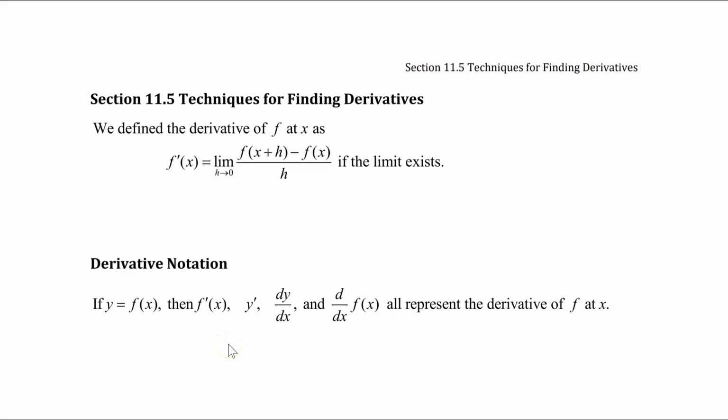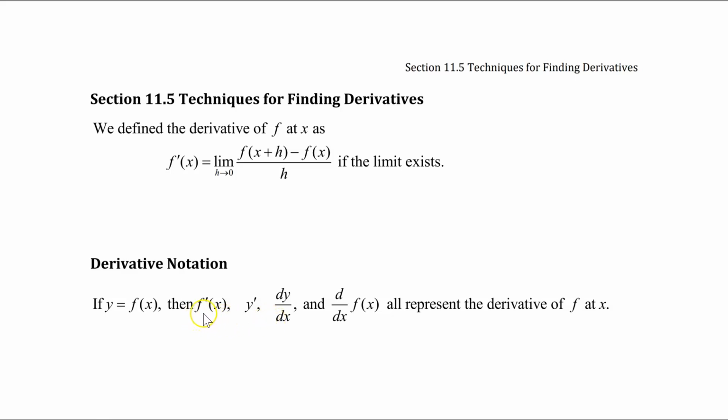Now we will discuss techniques for finding derivatives. We have defined the derivative of the function at x as the limit of the expression here as h approaches 0, provided that this limit exists. Now we have used this definition here and have come up with several formulas that we can use as we differentiate functions. Now before we proceed, let's look at other notations that we can use for derivatives of a function.